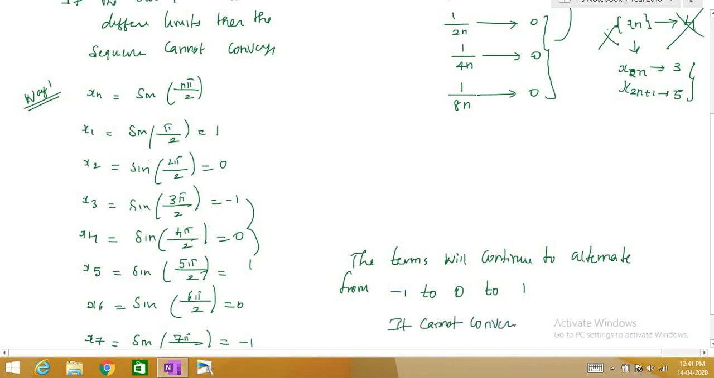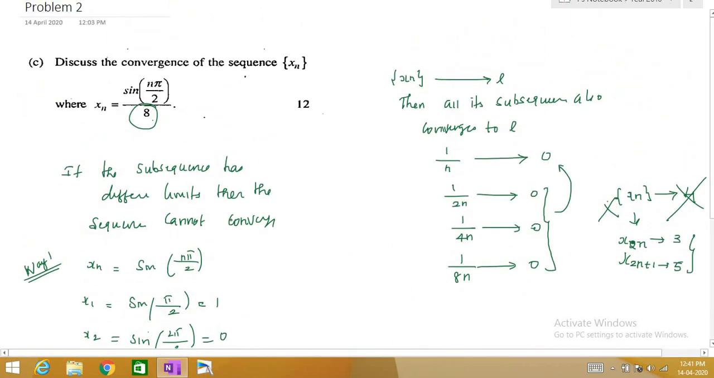This is one of the ways, right? So I'll show you another way also. The sequence is not convergent. So we know that I'm going to use this theorem now. What theorem is that? If the subsequences have different limit points, then the sequence cannot converge. I'm going to use this result now.